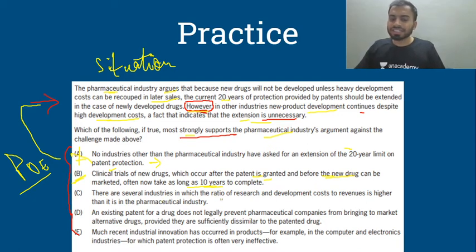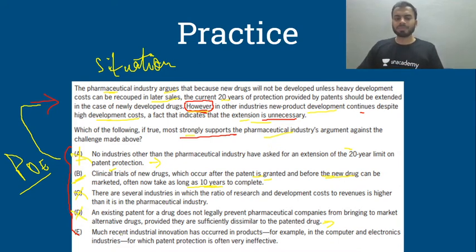C. There are several industries in which the ratio of research and development cost to revenues is higher than it is in the pharmaceutical industry. Again, it's not strengthening, it is weakening. D. An existing patent for a drug does not legally prevent pharmaceutical companies from bringing to market alternative drugs, provided they are sufficiently dissimilar to the patented drug. This does not do anything for the argument. Instead, it means that patents are not useful at all. It does not strengthen the argument one bit, because it is leaving patents unnecessary.